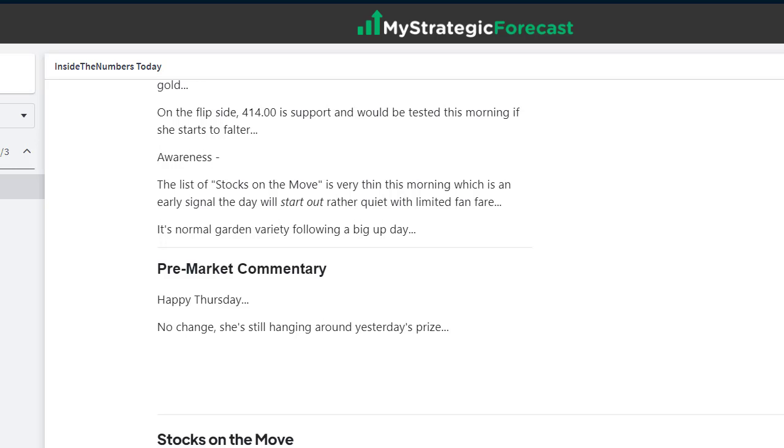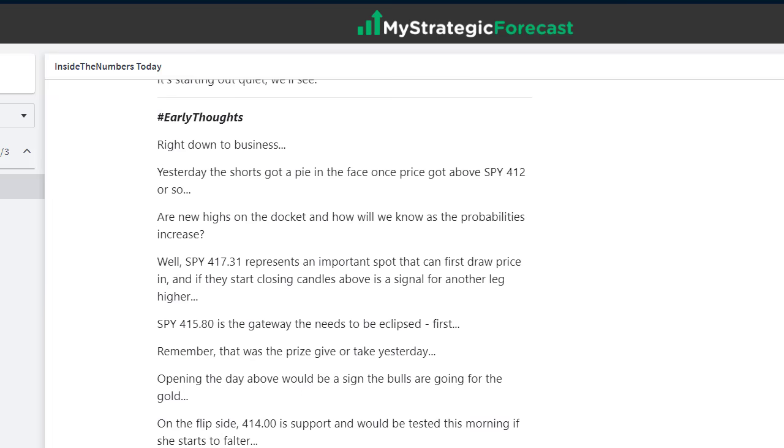It's not every day we get an afternoon trade inside the numbers, but today was one of those days where, when they're moving them, if the opportunity surfaces, I'll put it on the table. However, dating back to 0 dark 30, it's happy Thursday, there's no change. She's still hanging around yesterday's prize. Yesterday's prize was 416. Let's see what else we've got. We'll circle back to stocks on the move.